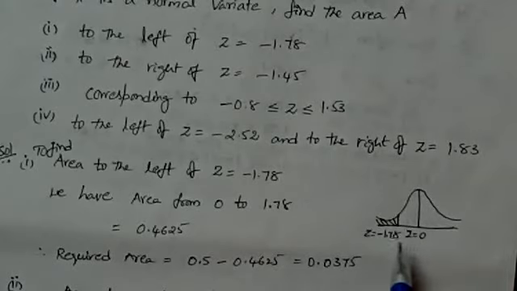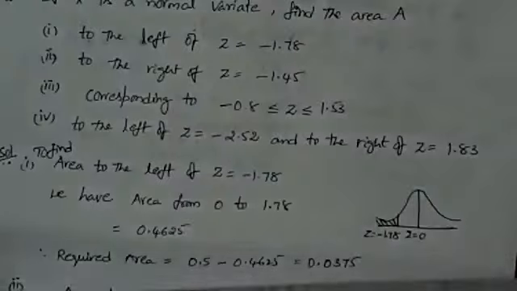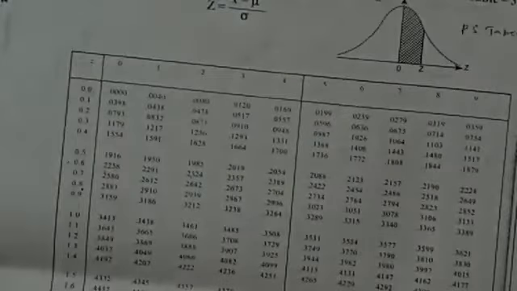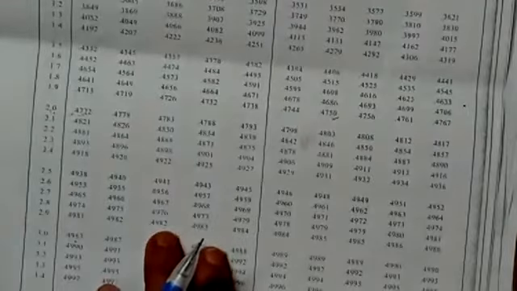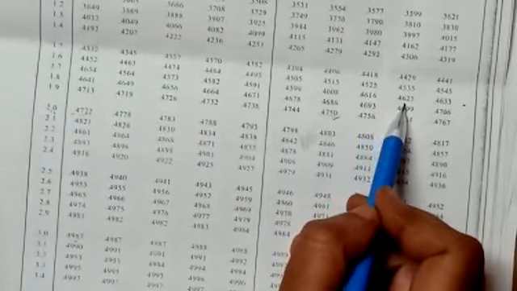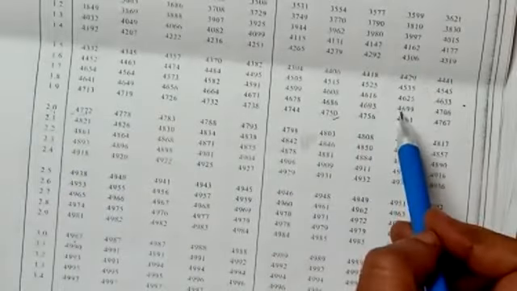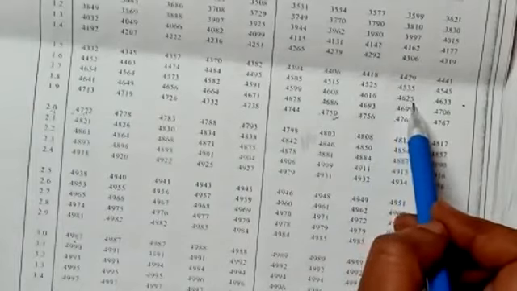That is from 0 to 1.78. So what is the value for that? Z is 1.78. So this is 1.7 and this one is 8. So at z value 1.7 and 8th column wise you have to check, and that value is 0.4625.